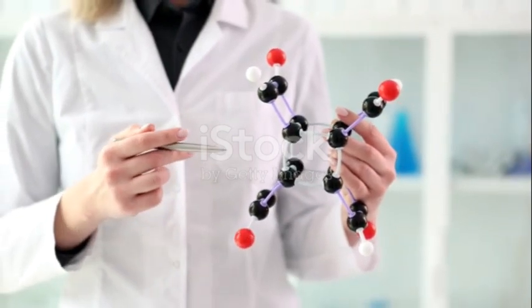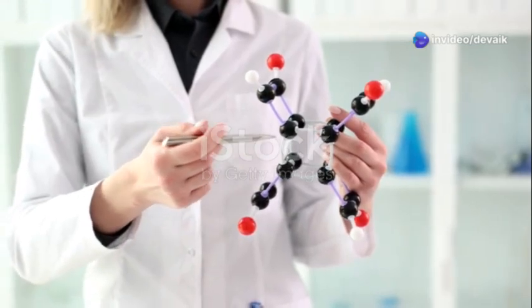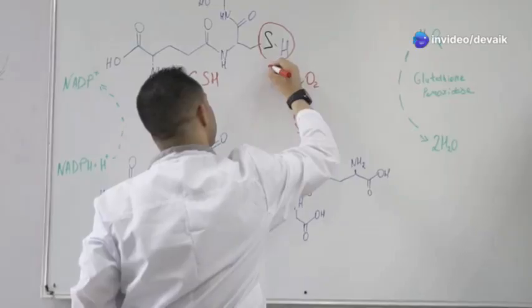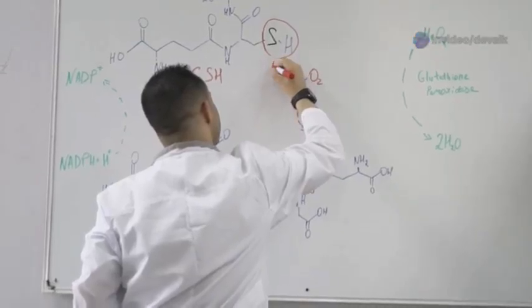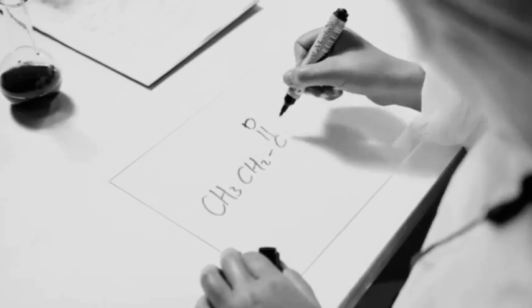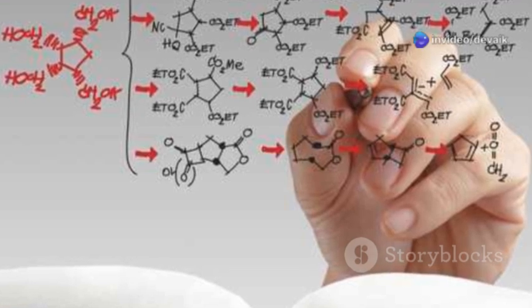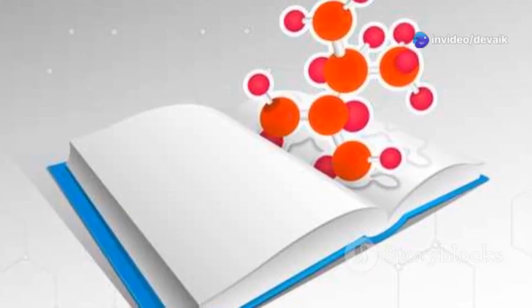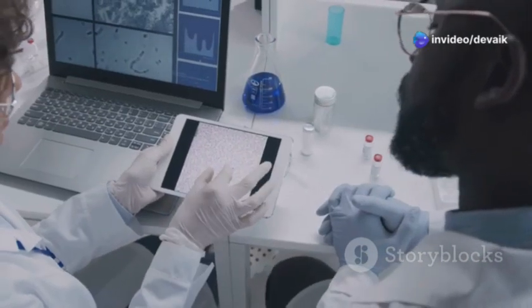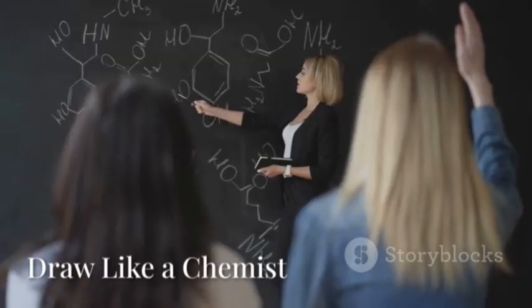Section 7. 3D structures. Molecules in space. Molecules aren't flat, they exist in 3 dimensions. To represent this on paper, we use wedge dash notation. Solid wedges mean the bond is coming out of the page towards you. Dashed wedges mean the bond is going away from you, into the page. It's like giving your molecules a pop-up effect. Understanding 3D structures is crucial for understanding how molecules interact with each other.